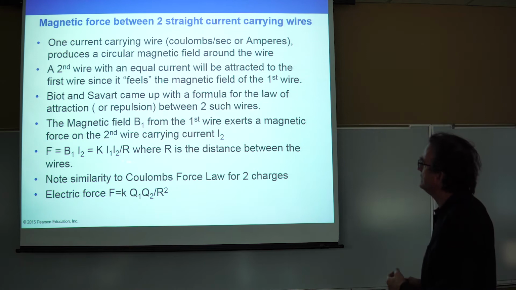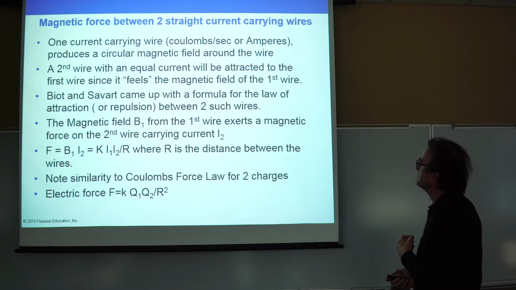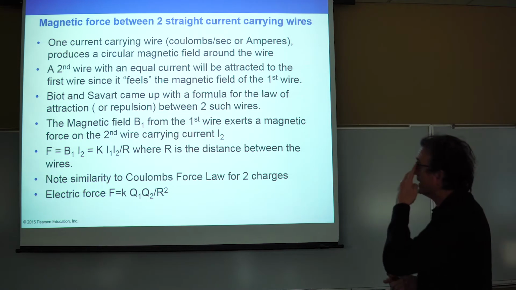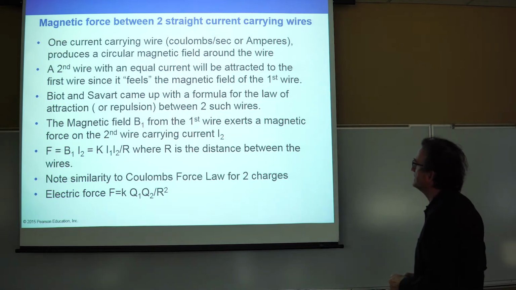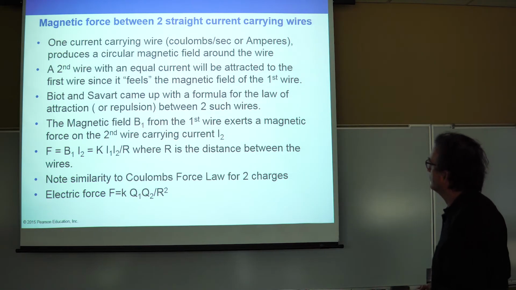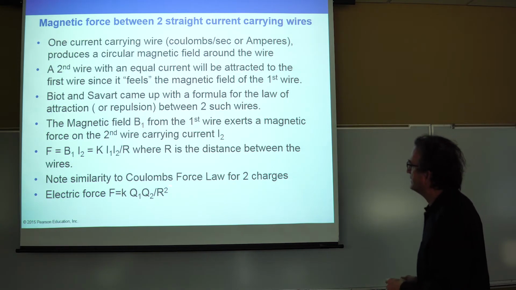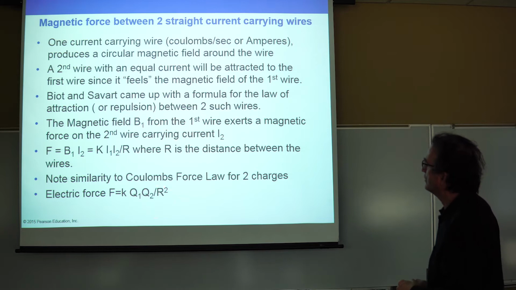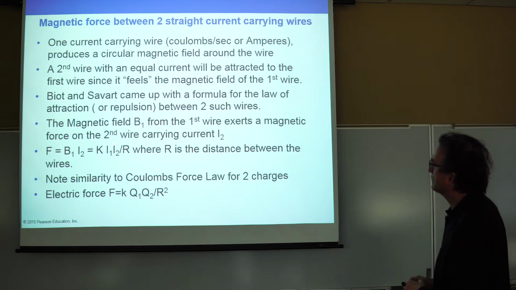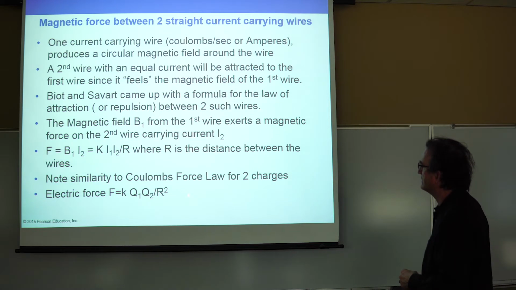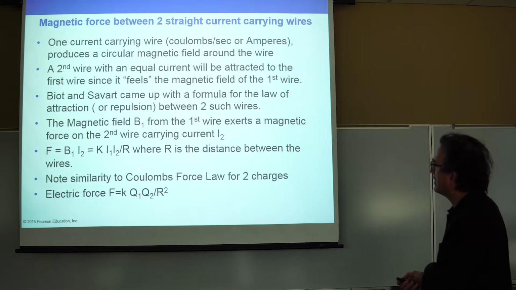But the force between the two wires is going to be given by the product of the currents divided by the distance between the centers of the wires. So as the two wires get further and further apart, the force of attraction decreases. Note the similarity with Coulomb's force law for two charges, Q1 and Q2, the difference being that the Coulomb force drops off like 1 over r squared, whereas this one drops off only as inversely as the distance between them, instead of inversely as the square of the distance.